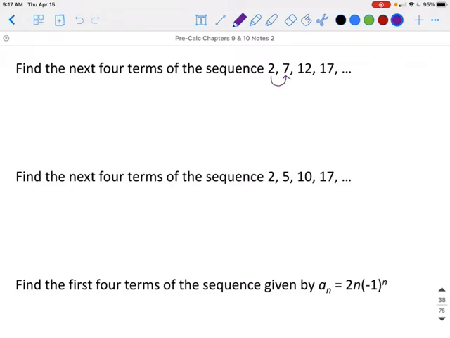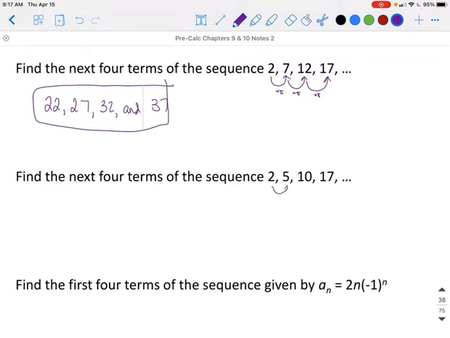To get from 2 to 7, they add 5. To get from 7 to 12, they add 5. And to get from 12 to 17, they are adding 5. So each time they're just adding 5. So if we continue this pattern, the next 4 terms will be 22, 27, 32, and 37.